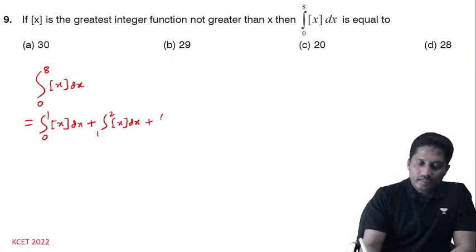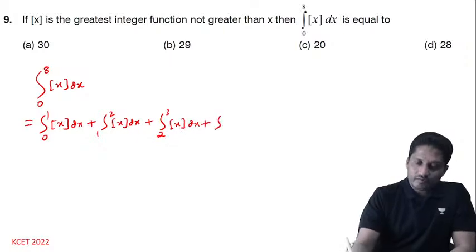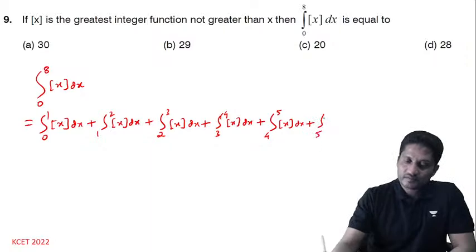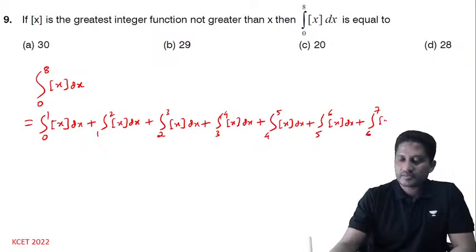and then 2 to 3, and then 3 to 4, and then 4 to 5, plus 5 to 6, plus 6 to 7. You can skip all the steps, guys. Since I'm explaining, I'm writing all this. You can jump the steps. 7 to 8 and box x dx.